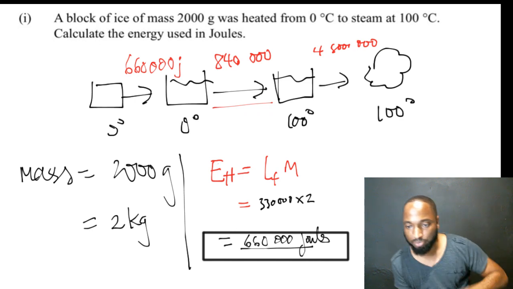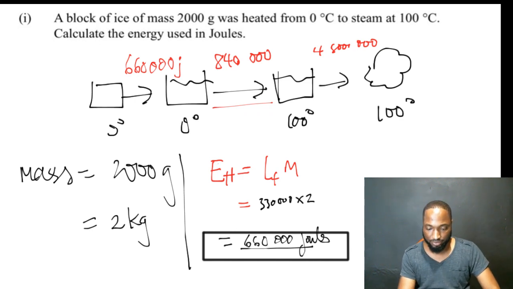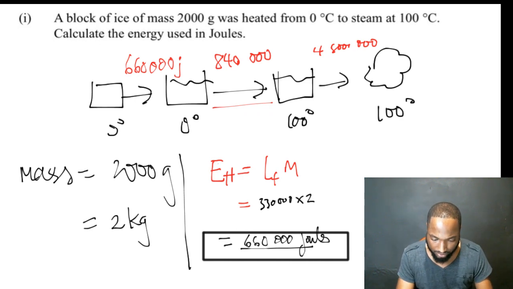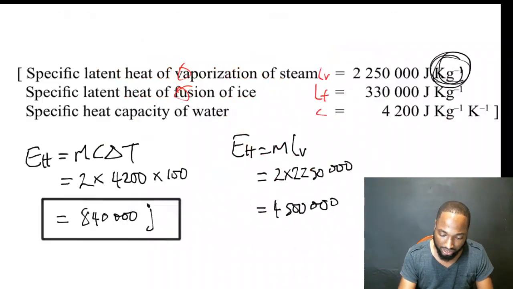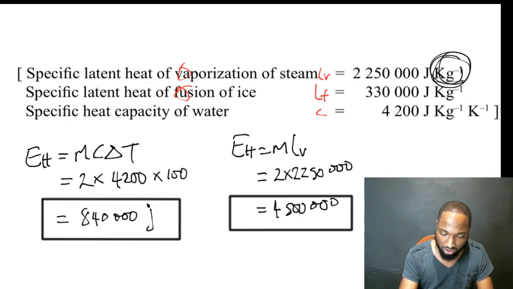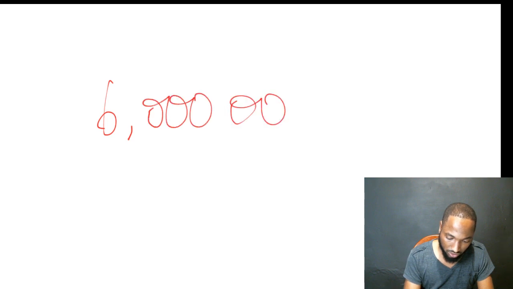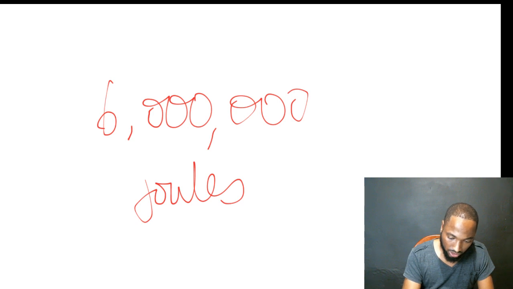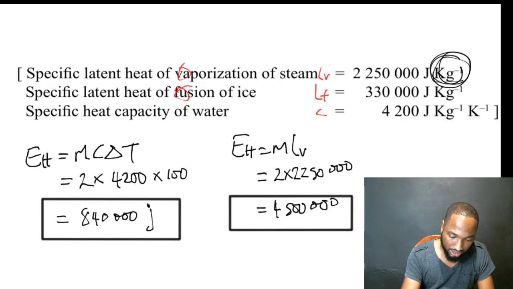And when we add it all up, what do we get? It really looks like Big Man was correct when he said 6 million joules. 6 million joules is right. So the answer is 6 million joules. This is when you add up the 3, right?